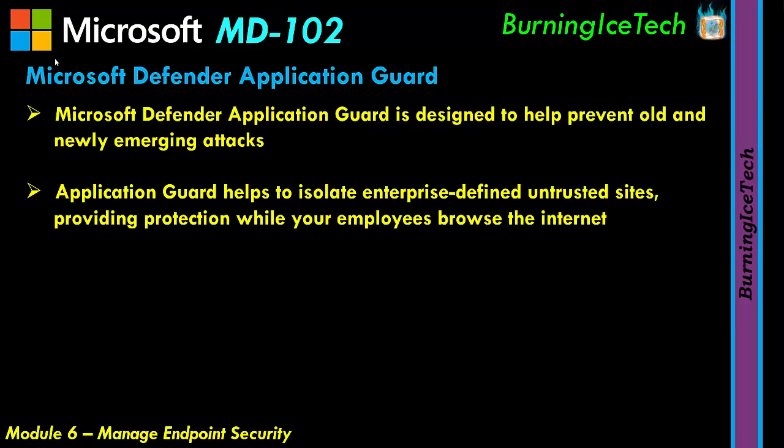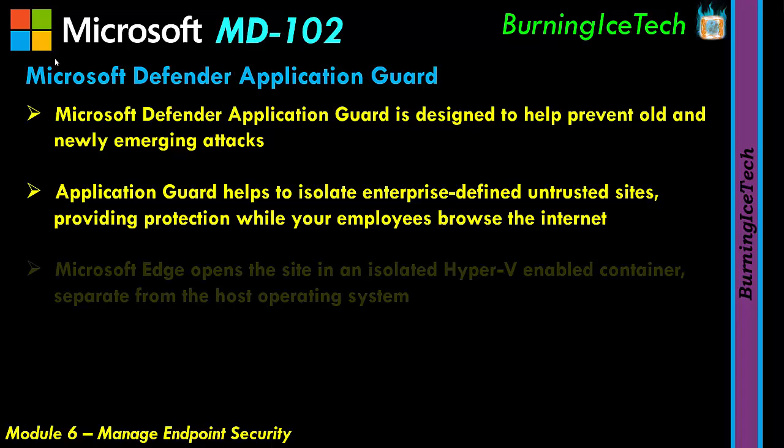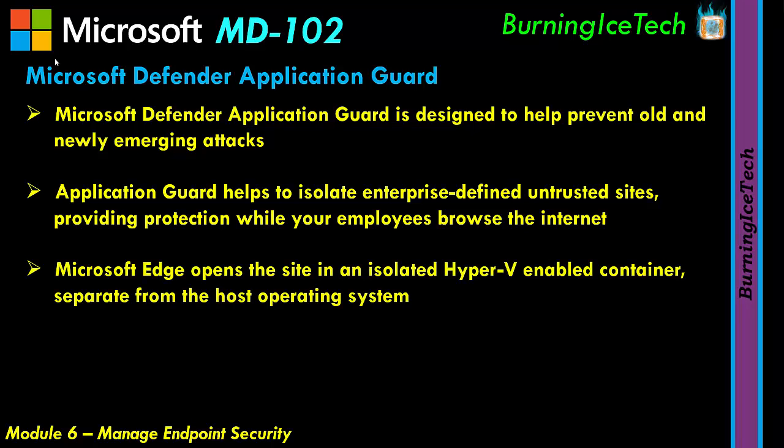If an employee goes to an untrusted site through either Microsoft Edge or Internet Explorer, there we go again, Microsoft browsers, Microsoft Edge opens that site in an isolated Hyper-V enabled container, which is separate from the host operating system. This container isolation means that if the untrusted site turns out to be malicious, the host PC is protected and the attacker can't get to the enterprise data.